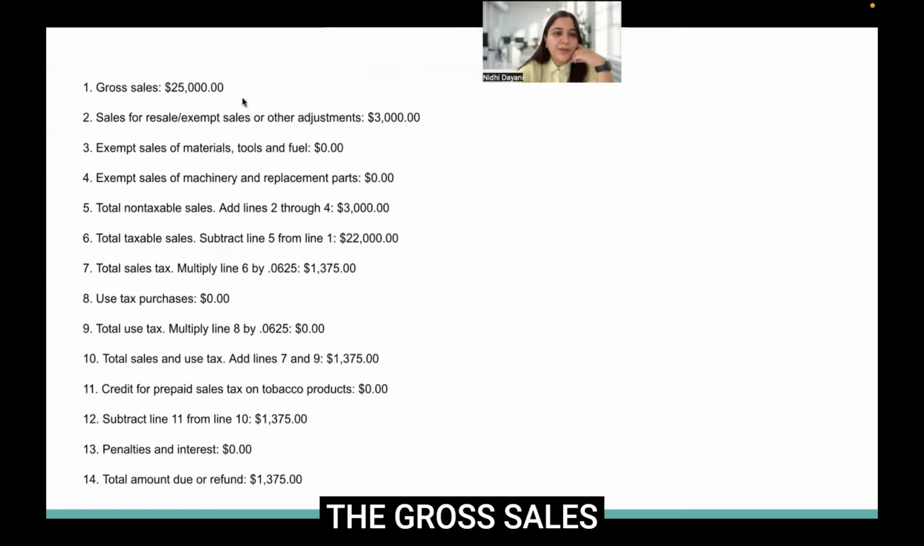So let's say that the gross sales are 25,000. Okay. The sales for resale are 3,000. Exemption of sales tool is 0. Machinery is also 0 because we're talking about a cafe right here.